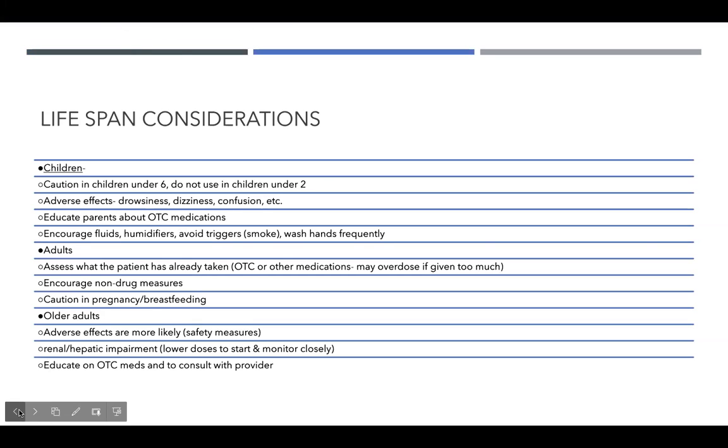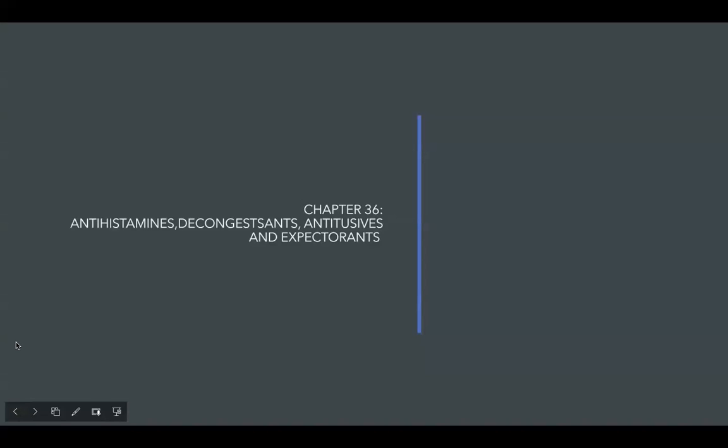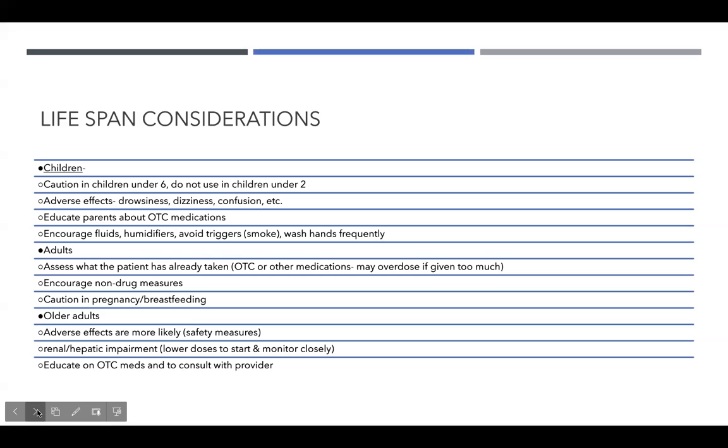Okay, so chapter 36. So just some lifespan considerations when we're talking about the respiratory system and using medications for it. For children, caution in children under age 6, but do not use them in children under age 2. There are adverse effects: drowsiness, dizziness, confusion. Make sure that you're educating parents about over-the-counter medications. Encourage fluids, humidifiers, avoid triggers like smoke, and wash hands frequently. So it's for just about any respiratory illness.